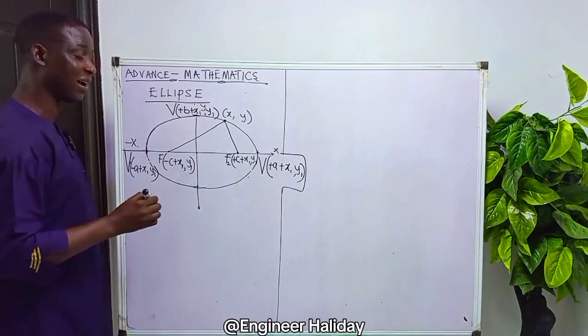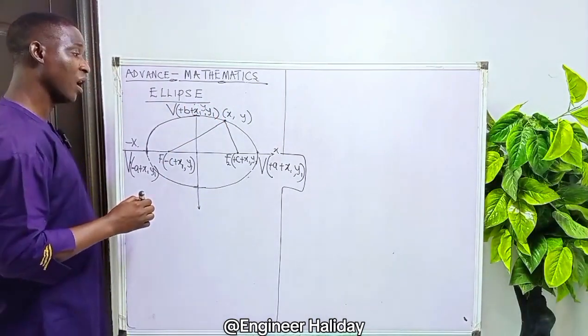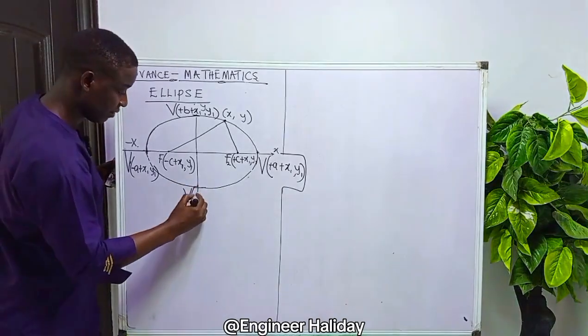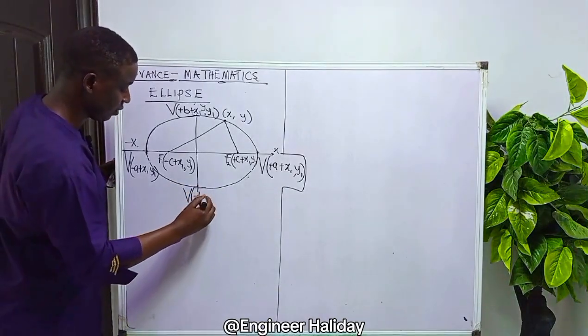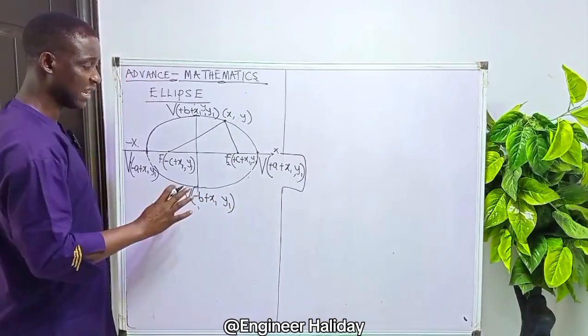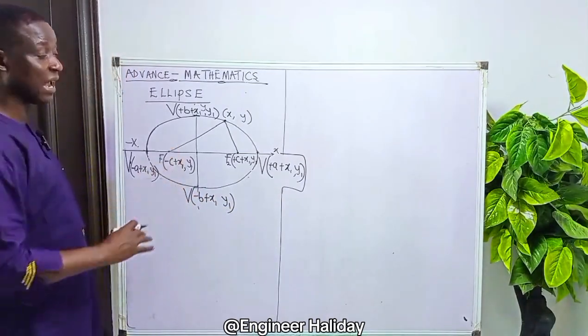(x1, y1) is the center of the ellipse. So this one is minus b plus x1, y1. I will tell you why I'm adding them to x1. Let's just take the diagram first.